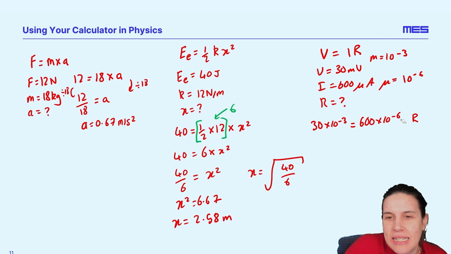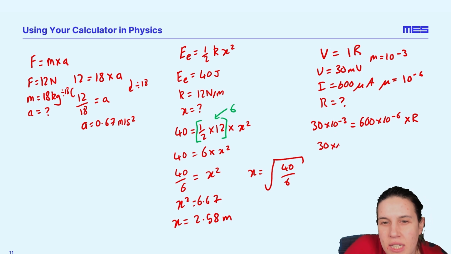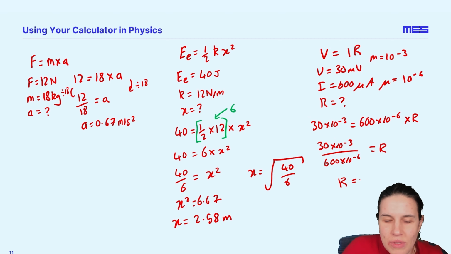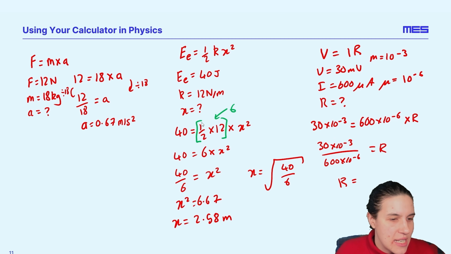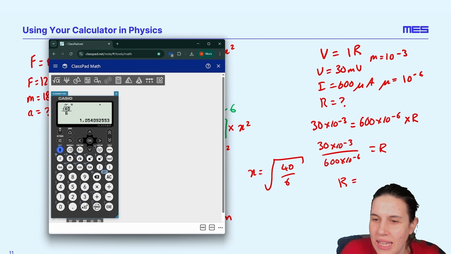Times by resistance, just there. Okay, right, I want to get resistance, so I'm going to need to divide both sides by 600 times 10 to the minus 6. So 30 times 10 to the minus 3 divided by 600 times 10 to the minus 6 would give me resistance. Right, now let's get out my calculator.